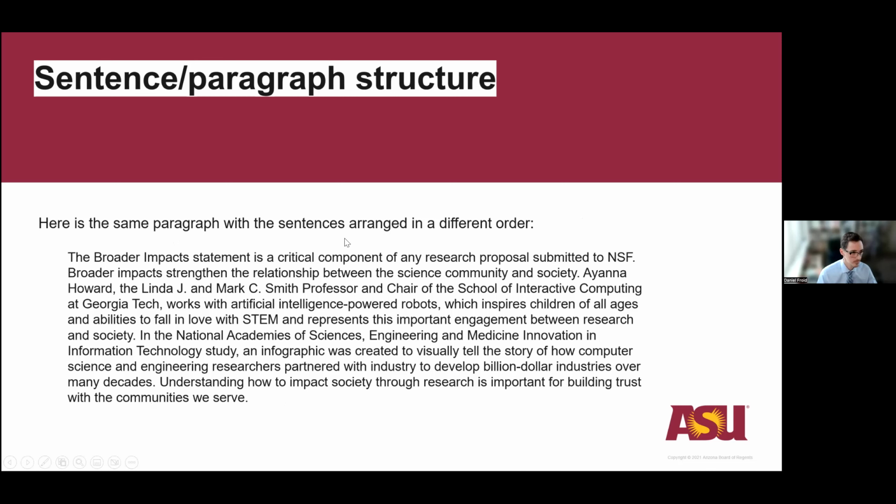Again, the sentences still need some work, but let's think about the paragraph structure. So now we start with a relatively short, clear sentence about the broader impact statement, right? A critical component of any research proposal submitted to NSF. So this sentence clearly gets across what the paragraph is supposed to be about. The next sentence explains a little bit more about what broader impacts are for. Then we get the examples, which again should be broken up. And then the final sentence leaves us with something to think about, the connection between society and research.